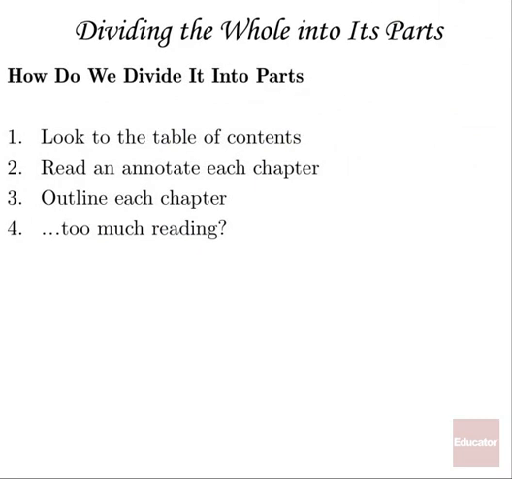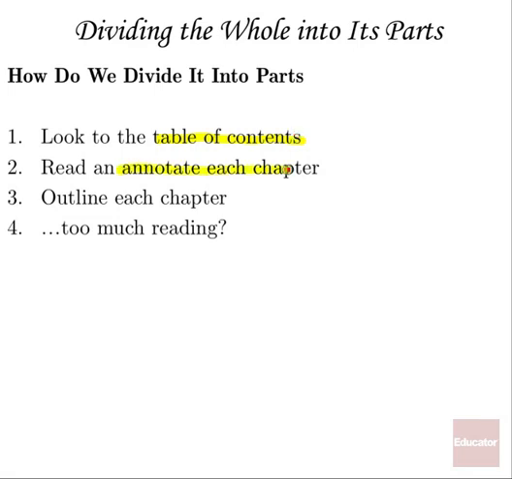Now, how do we divide into parts? First off, the table of contents is one of the best places to help you understand this. This book was divided into four parts. This book was just divided up into chapters, but I do have a better idea of the organization of both from each one. You really want to outline properly.